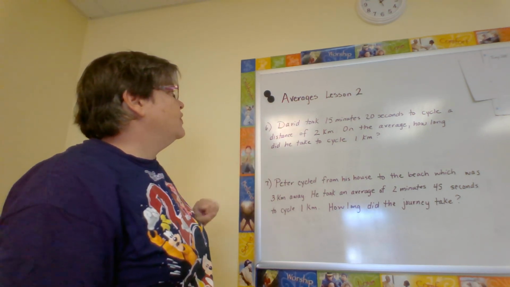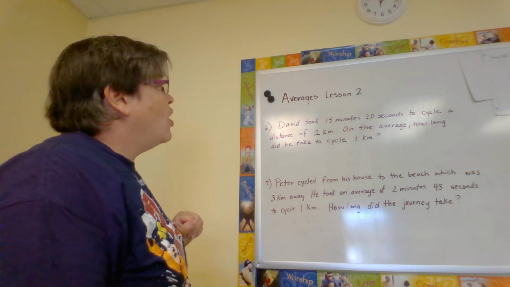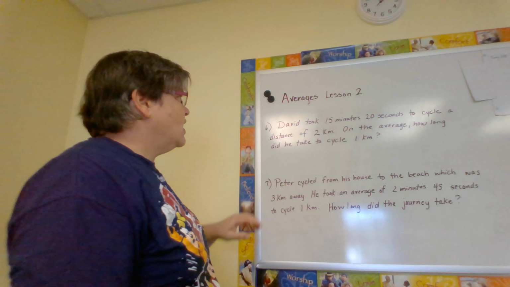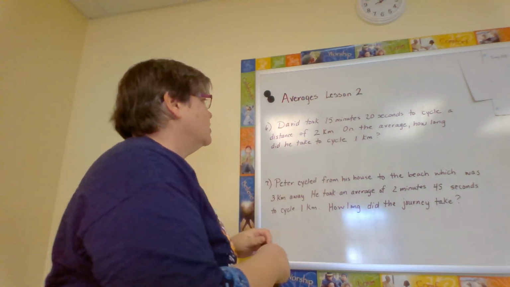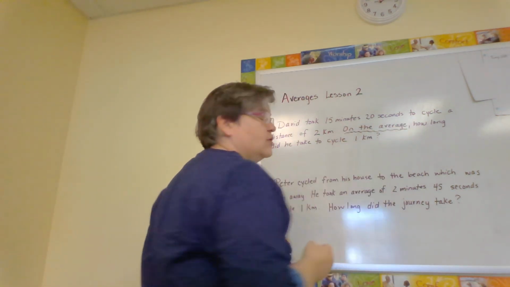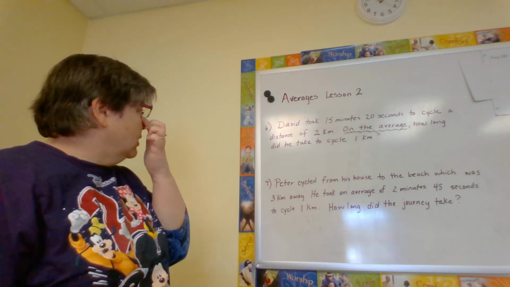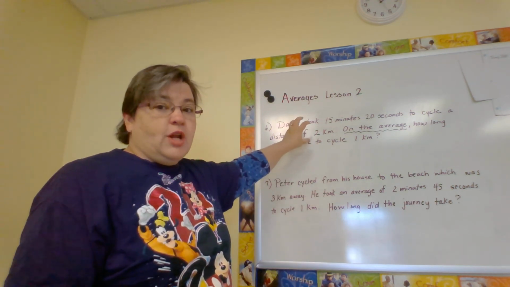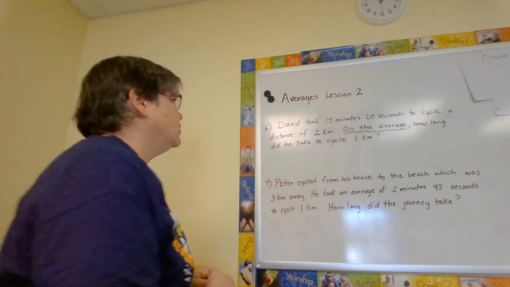David took 15 minutes, 20 seconds to cycle a distance of 2 kilometers. On the average, how long did he take to cycle 1? So we know how long it took him to do 2. On average, those are the key words we're looking for. On average, how long did he take to cycle 1 kilometer? So if we're finding the average, not the total, we need to divide, right? We're going to divide by 2.